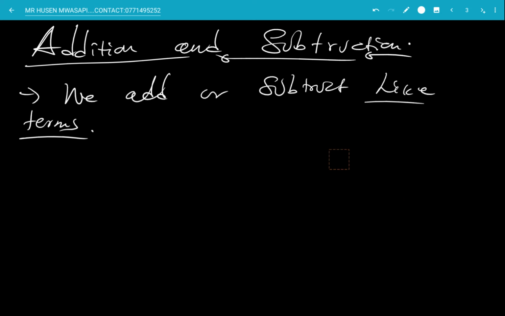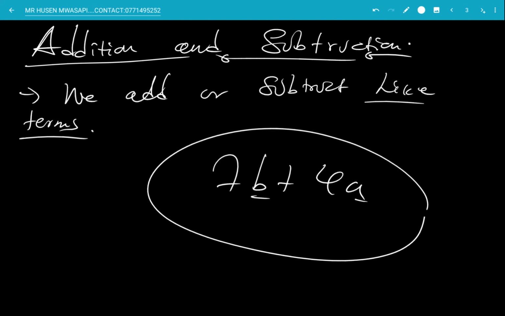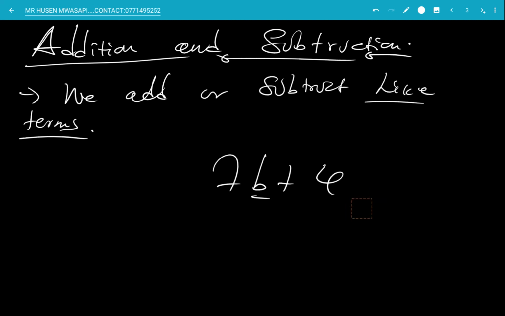But now, remember, we're trying to understand if the terms are alike or not. So if the terms are alike, the letters should be the same, isn't it? Yes. And when the terms are not alike, the letters will not be the same. So if I tell you to add 7b to 4a, this is b and this is a. These are not like terms. And unlike terms can never be added or subtracted. So be mindful of that. So we add or subtract like terms.